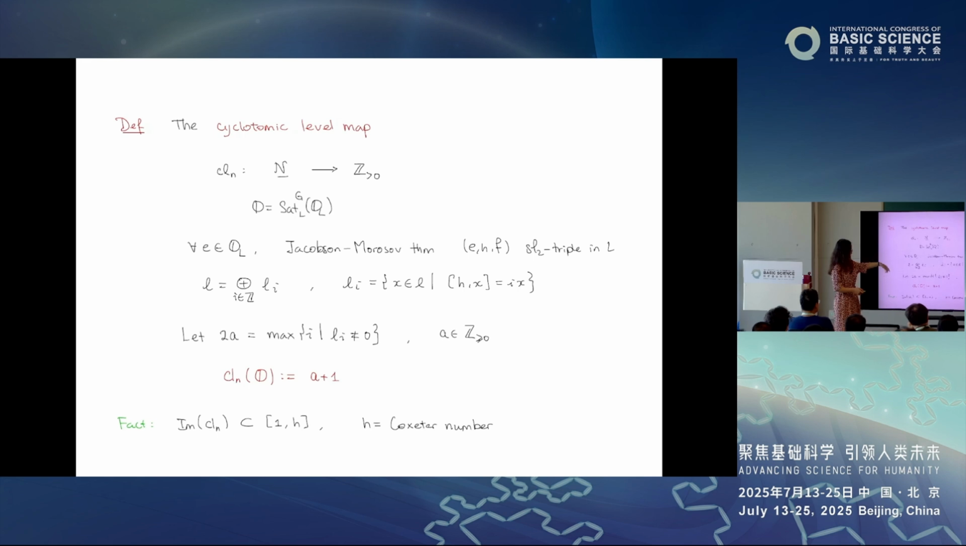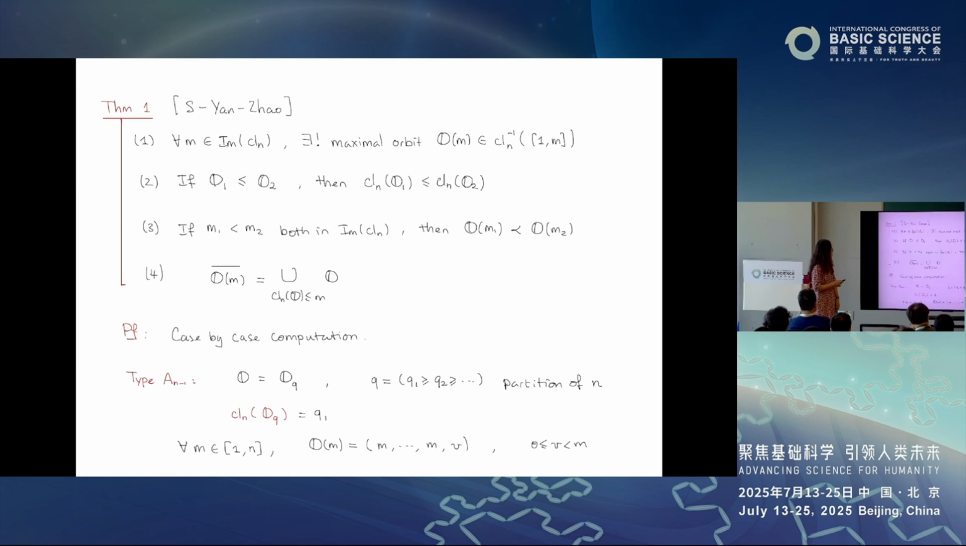Then you take 2a to be the maximal value of i such that this weight space is not 0. It turns out this must be an even positive number, which is why I denoted it by 2a. The definition of this map is that it sends this orbit to a plus 1. It's a fact that the image of this map lies between 1 and the Coxeter number, because if you take the highest root and take the regular weight, it gives the Coxeter number, so you cannot get anything bigger than that.